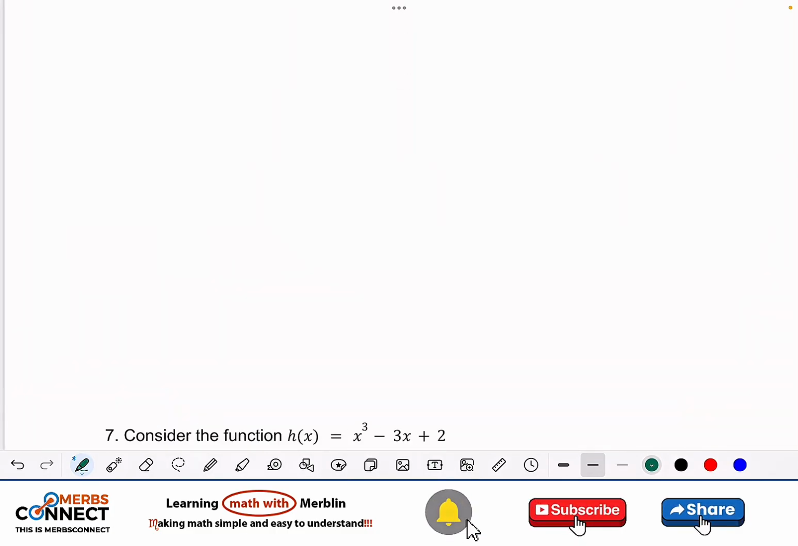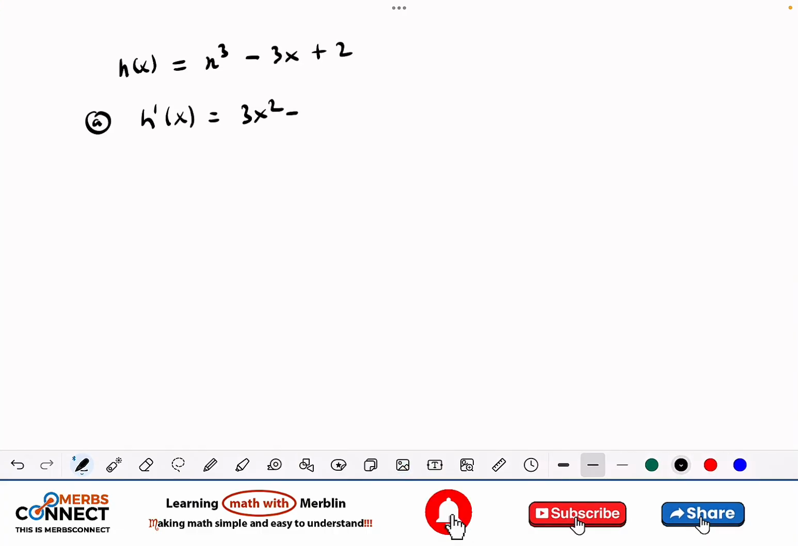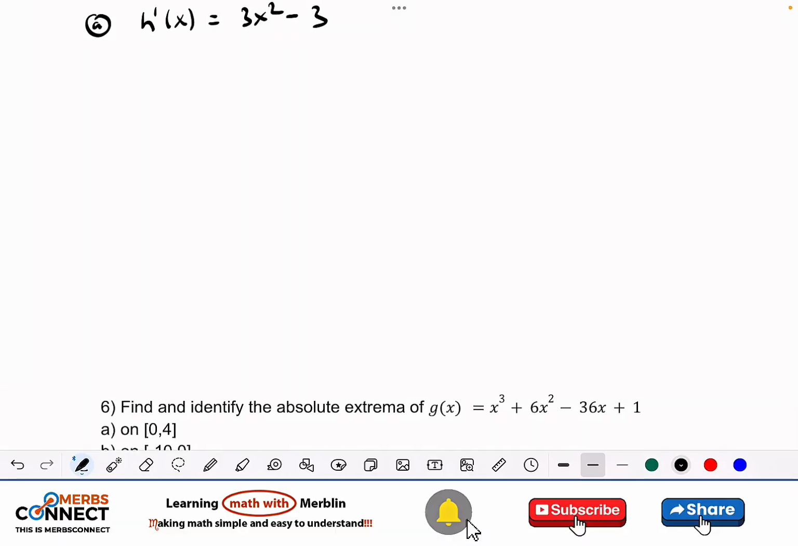Now let me just start from the top. So f of x is equal to x to the power 3 minus 3x plus 2, right? So the first question is we need to find h prime. So h prime will be equal to 3x squared minus 3. Is that right? So that's what we are going to get.